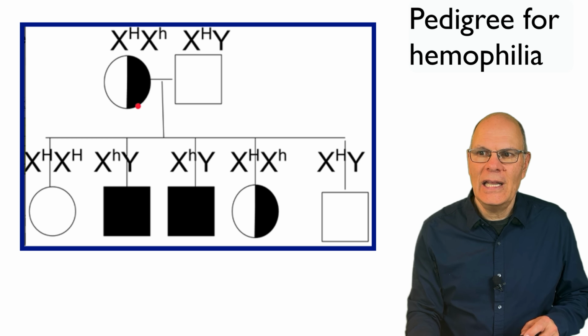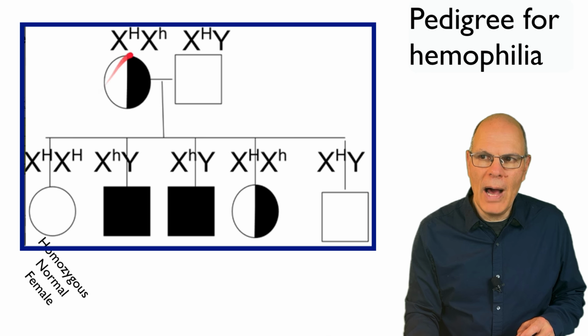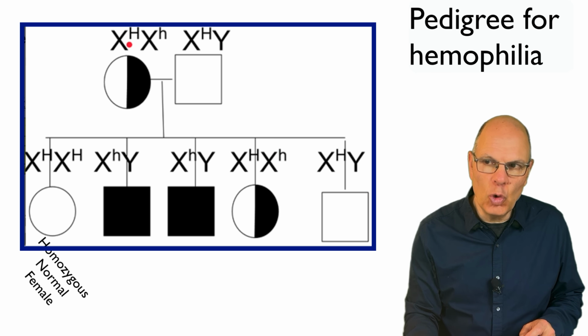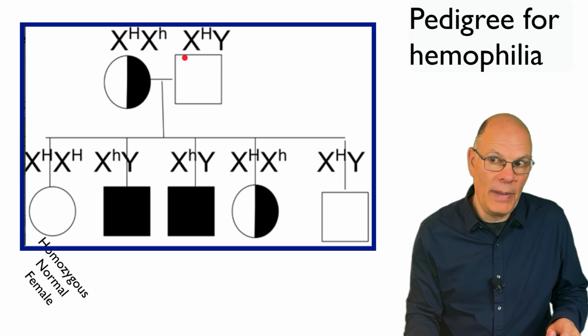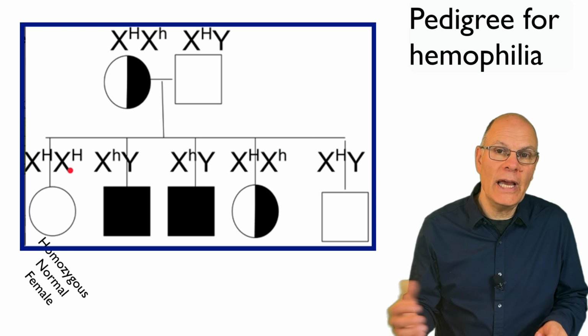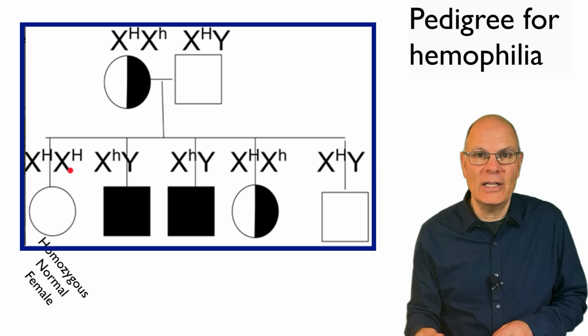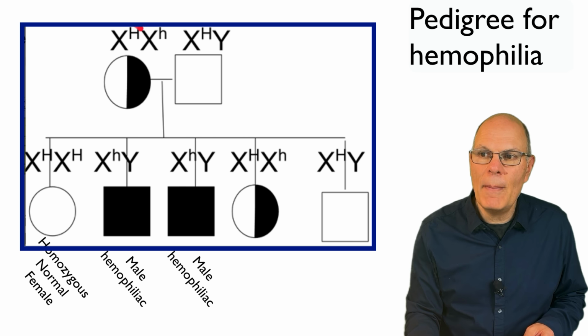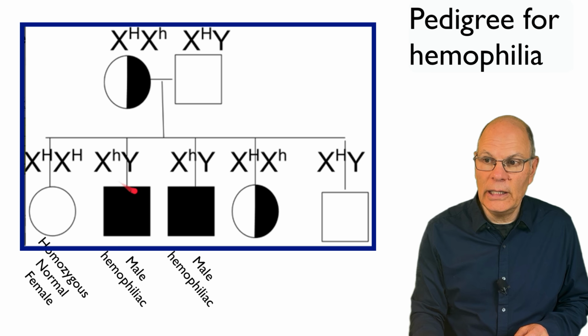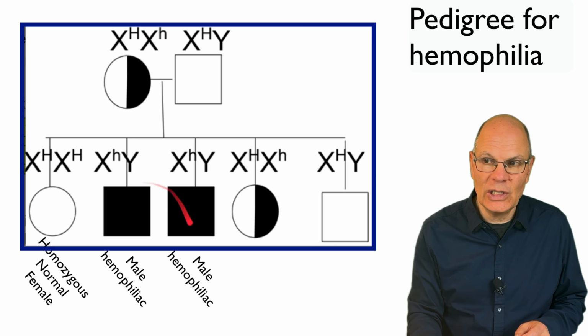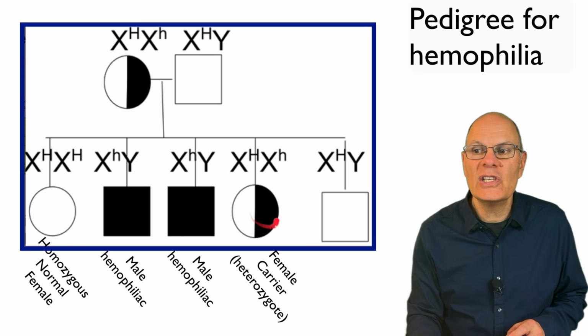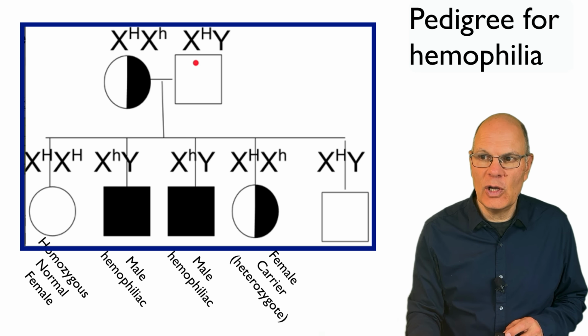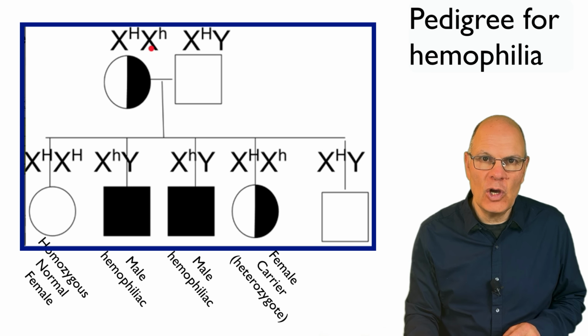And note that in this case, the mom passed on her normal chromosome, and the dad passed on his normal chromosome. It's the only X chromosome that he has to pass on. In the case of these two sons, the mom passed on her defective X chromosome with the hemophilia allele. So we have two sons who are X little h Y. They're both hemophiliacs. This daughter over here is a carrier.